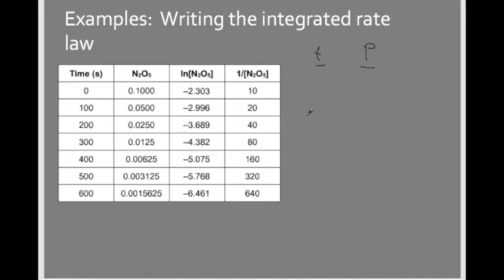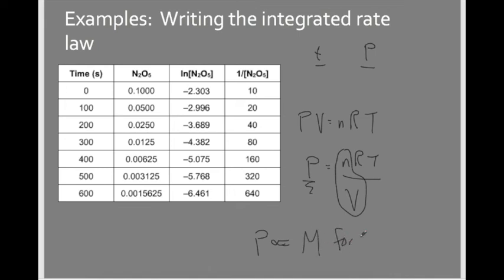It's going to decrease. Remember that our ideal gas law says PV equals nRT, where n is moles. Well, P equals nRT over V. This right here is moles per liter. Pressure is proportional to moles per liter. Pressure is proportional to molarity for gases, as long as the temperature and the volume stay constant. So you need to understand that.